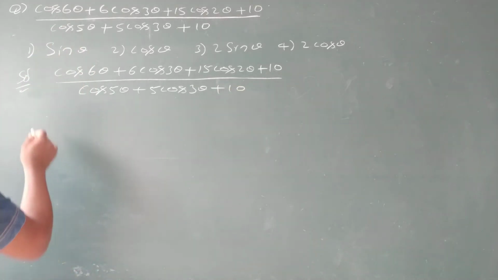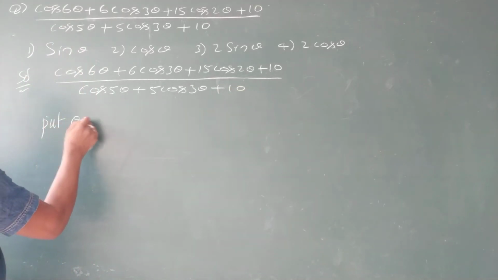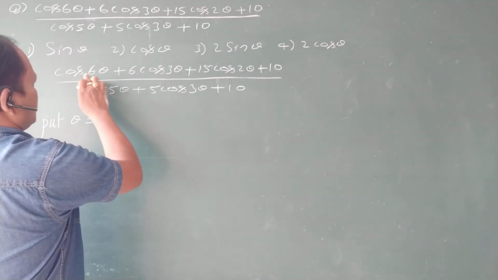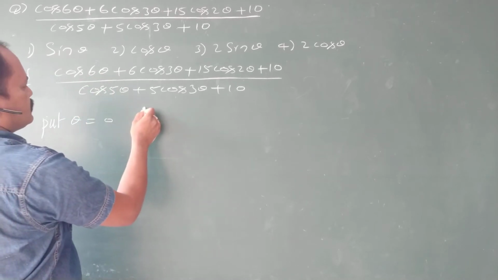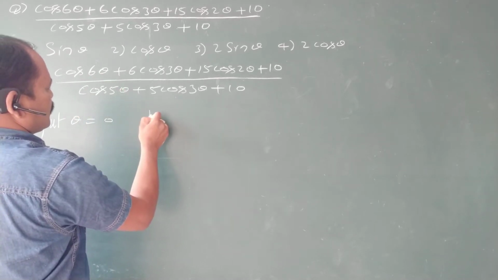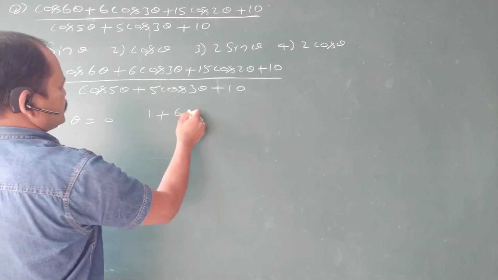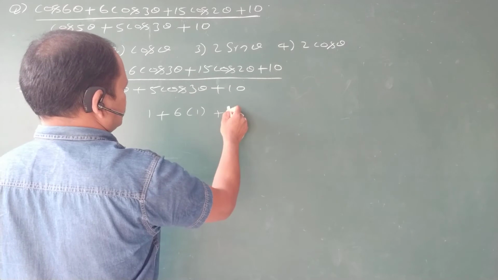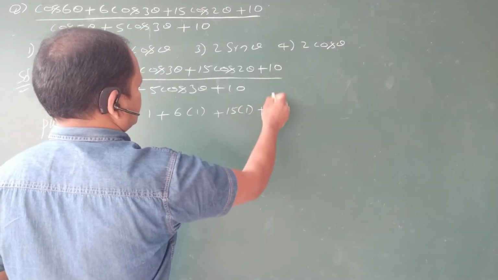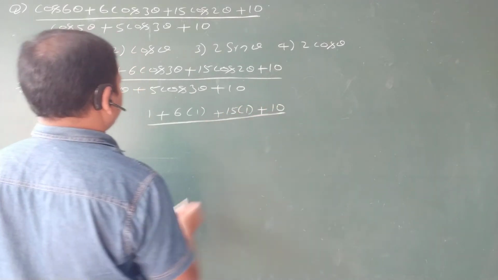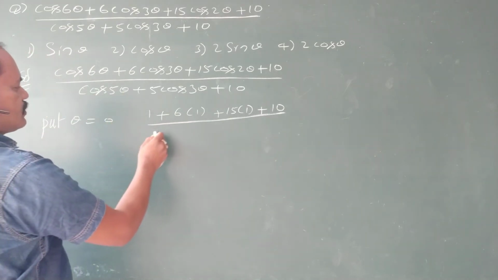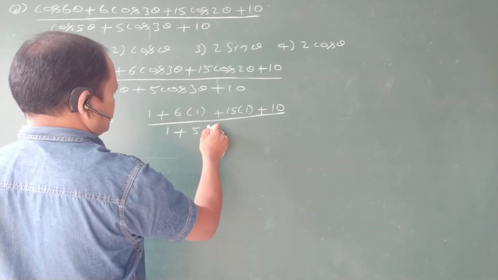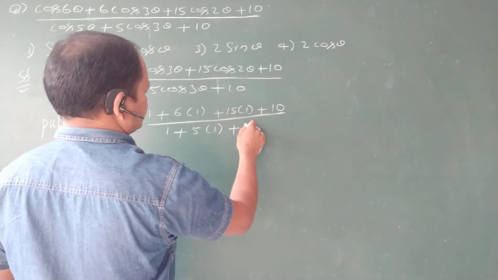By option verification, put theta is equal to 0 in the given expression. Now cos 6 into 0, cos 0, that's why it is cos 0, 1, plus 6 times cos 0, 6 into 1, plus 15 times cos 0, so 15 into 1, plus 10, whole by cos 5 into 0, cos 0, 1, plus 5 times cos 3 into 0, cos 0, 1, 5 into 1, plus 10.